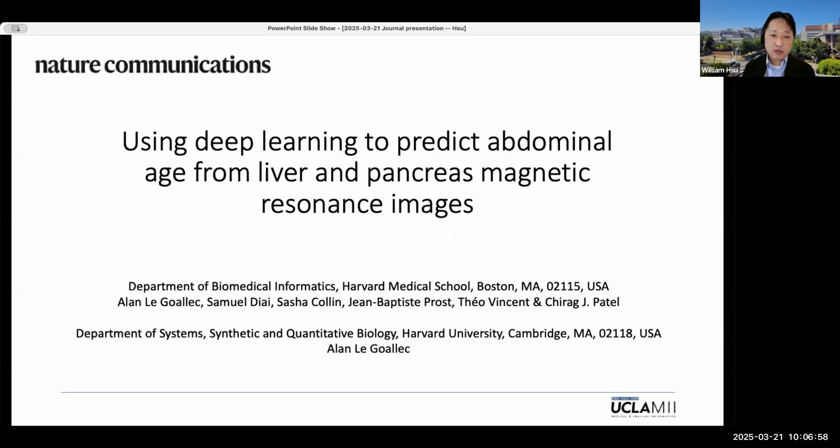So I'm going to start by talking about a paper that was published a few years ago, but it was a very interesting one in trying to use medical images to predict biological age. The title of the paper is Using Deep Learning to Predict Abdominal Age from Liver and Pancreas Magnetic Resonance Images. It comes from a group at Harvard University. It wasn't necessarily the first, but it was definitely one of the precursors to some of the work in this space, where we're now seeing a lot of interest in using large quantities of medical images to do this type of prediction.